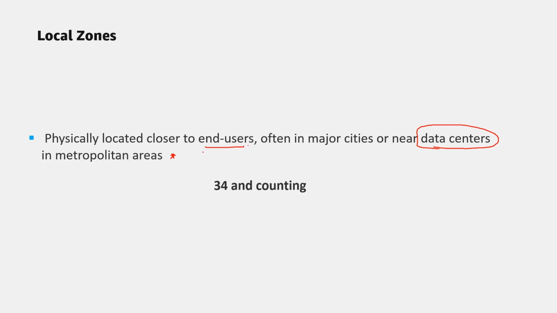Okay, so by the time of this recording, AWS has 34 local zones in different metropolitan areas, and it's counting, and it's going to increase. This number is going to increase. Okay, so this concept is more like extending your region. We'll have a look at that in detail in the coming slides.